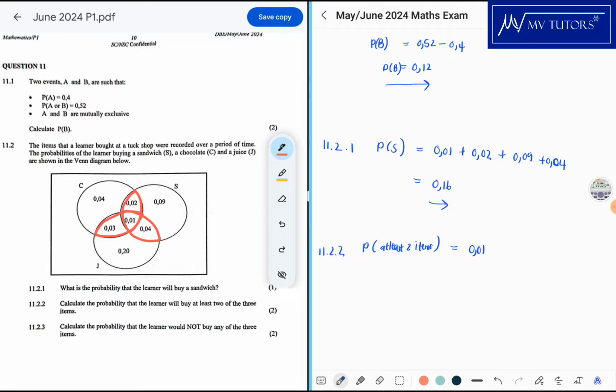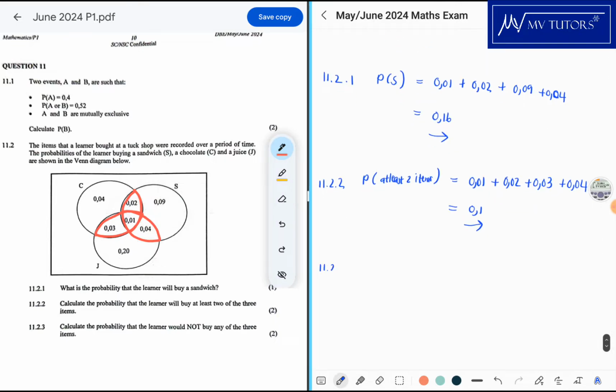So I have 0,01 plus 0,02, basically writing it in order, 0,04. Okay, so that is 1 plus 2, which is 3, plus 3, that is 6, plus 4, that is 10. So 0,1. Okay, nice, 2 marks.